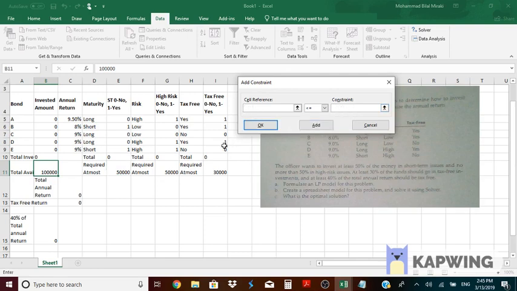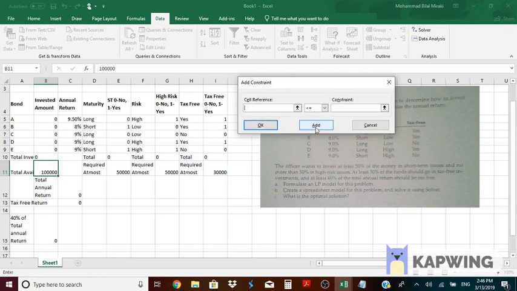I'm going to add that, and similarly, another constraint was that no more than 50% should go on high risk. So I'm going to take this cell, less than or equal to this cell. I mean 50,000. Then I'm going to add that. And third, we say that at least 30% of the fund should go on tax-free. So I'm going to take this, greater or equal to this.